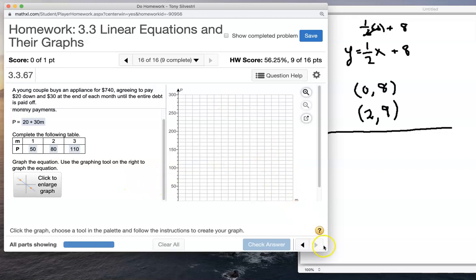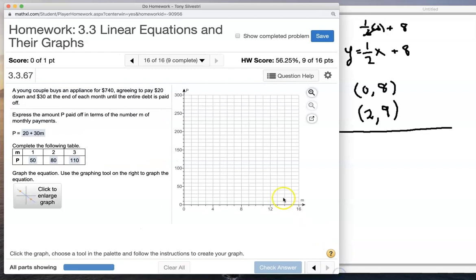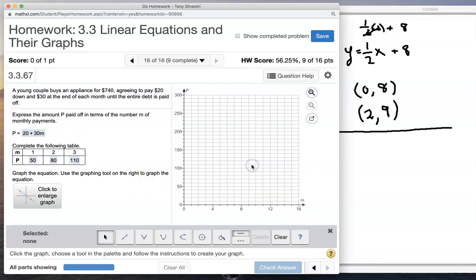So let's see if we can make this a little bit bigger. Try to get as much as we can there. Okay. Click. Okay. Make a line. All you need are 2 points. I know there's 3. Pick two of your favorite points here. I'm going to pick the first 2. Okay. I'm going to say M is 1.